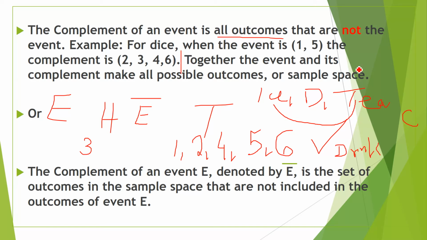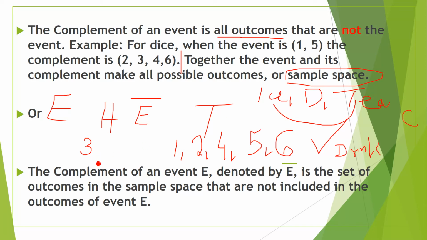Now the second step, very important. Together, the event and its complement make all possible outcomes, or sample space. What does it mean? Sample space means all the possible outcomes. In the case of a die, we have 6 possible outcomes: 1, 2, 3, 4, 5, 6. In the case of a coin, we have 2 possible outcomes: whether the head will come or the tail will come. So if we add the event and the complement, that is equal to the sample space.